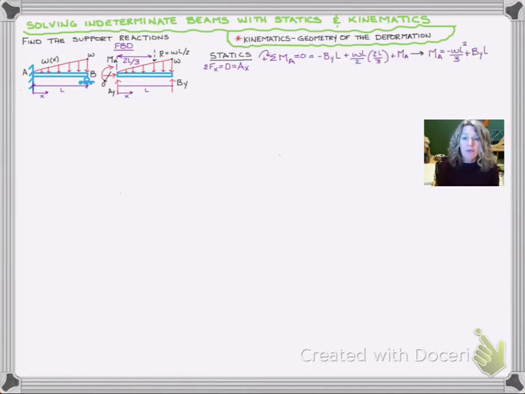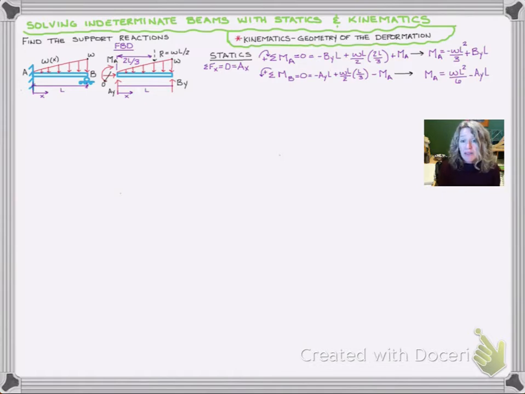Now we can sum moments at A. And when we do that, we can write an expression for the moment at A, because of course we have to add that in terms of BY and WL. Now you could sum forces in the Y or sum moments at B equal to zero to find your other equation, and I'm going to sum moments at B, and so I get another expression for M sub A. I can't sum forces in the Y because I already summed forces in the X. I've used my three equations.